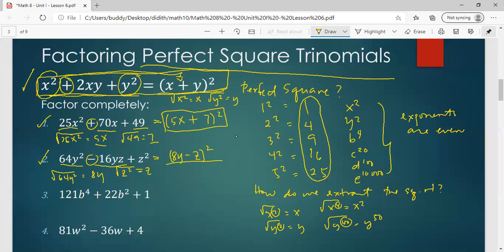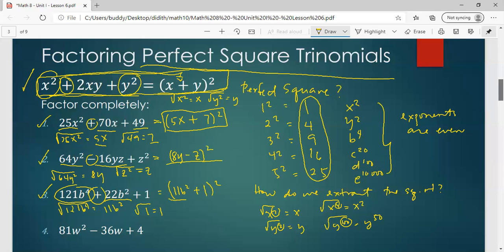For number 3, 121b to the fourth is a perfect square expression, and its square root is 11b squared, while the square root of 1 equals 1. Their product times 2 would be 22b squared, which is the middle term. Again, this is a perfect square trinomial. And the factors are the square root of the first term here, so we have 11b squared plus, because this is plus, the square root of 1, which is 1, quantity squared. So these are the factors.